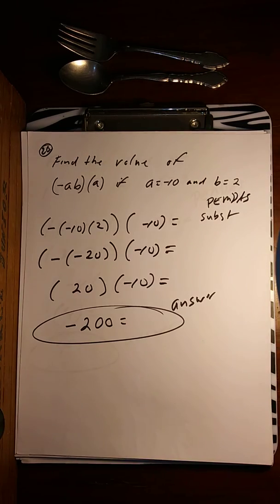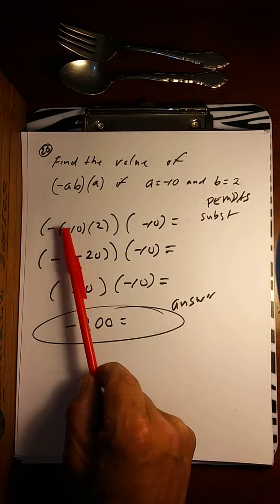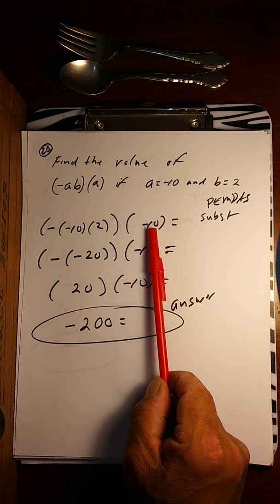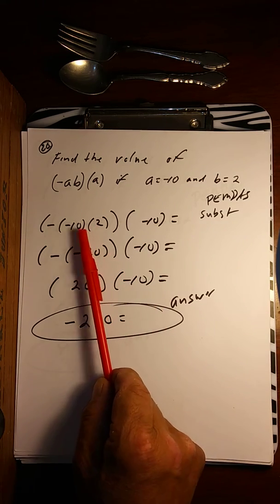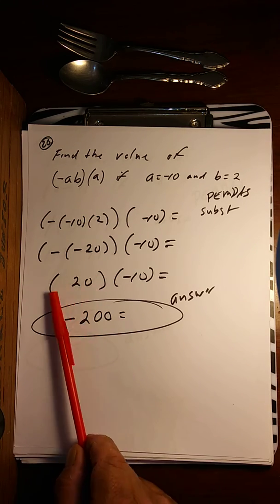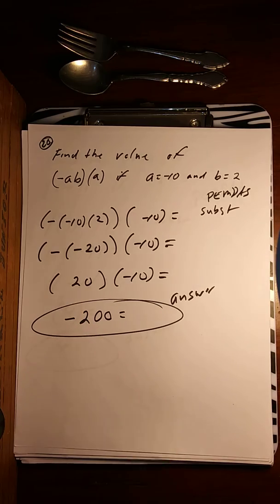Find the value of this expression if you have A is this, B is that. Substitute in there. Negative, for instance, negative 10 and 2. Substitute in for AB and substitute again for A. So now this times this is negative 20, and negative is a positive 20. So now we have this, and then a positive times a negative is going to be a negative 200.